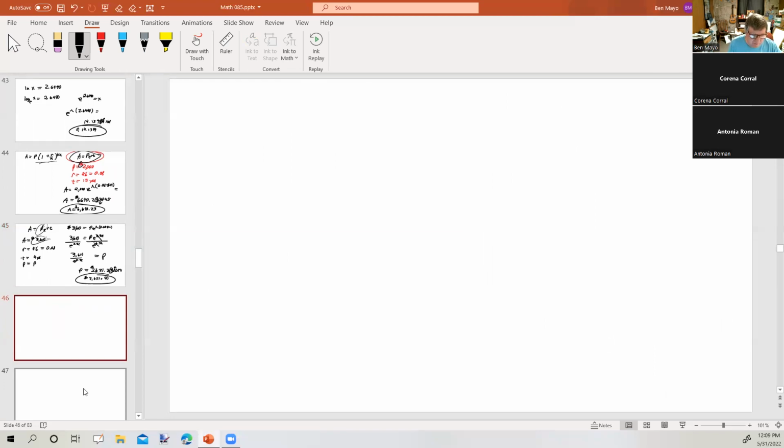Bed bugs. Boy, if that doesn't make you want to crawl into bed right now. If not checked, the population of a colony of bed bugs will grow exponentially at a rate of 65% per week. If the colony currently has 50 bed bugs, how many will there be in 6 weeks? Okay. So this is a living population, so it's going to have continuous growth or continuous decay. So we're going to be using this formula.